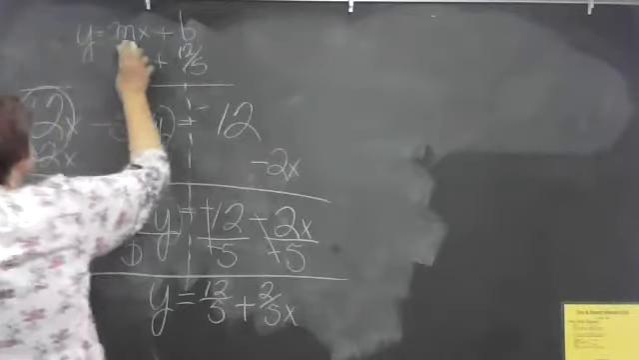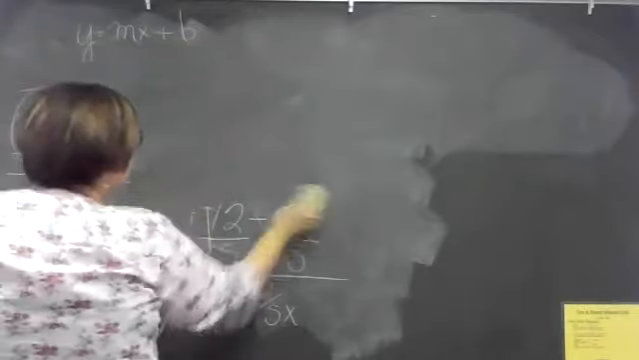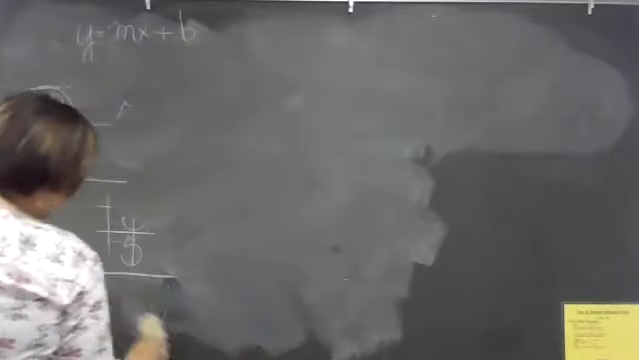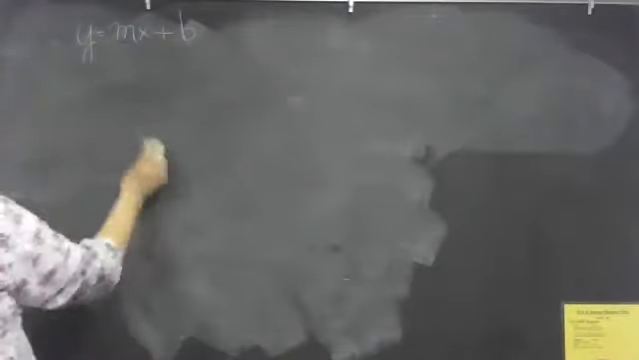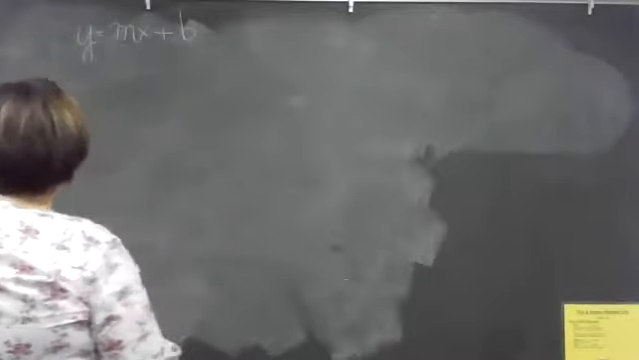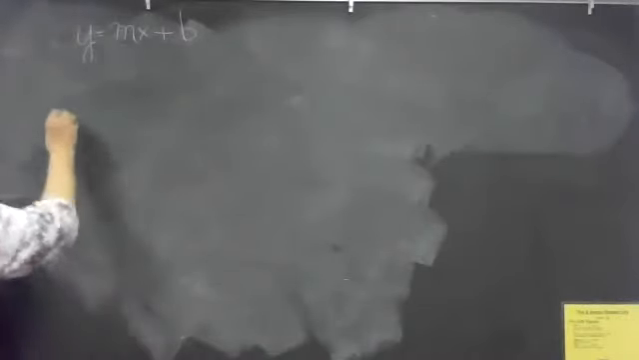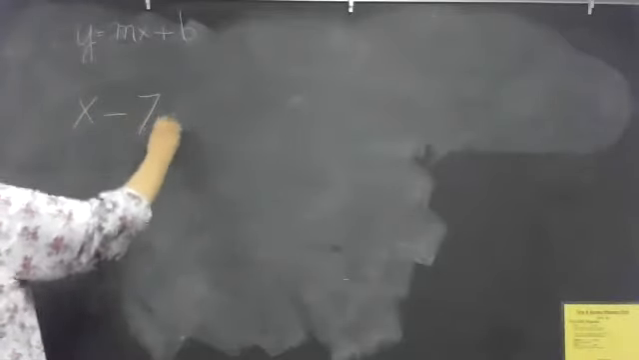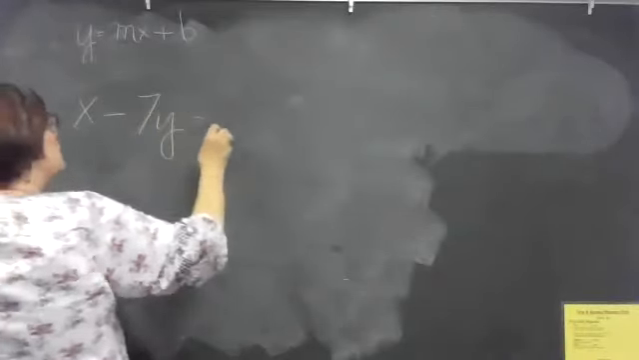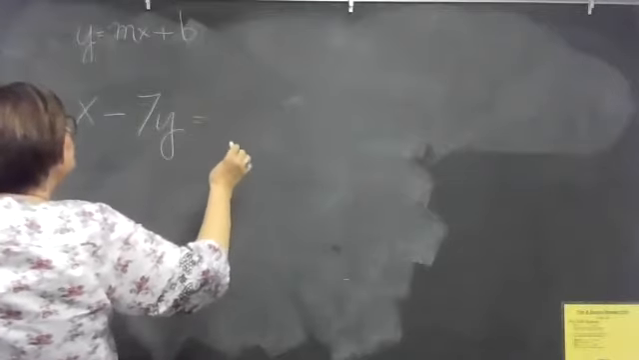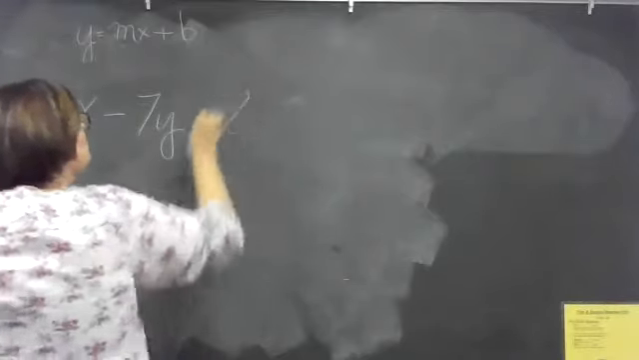Now these today, I'll do some on the worksheet, but right now I'm just making these up because we can do anything we want to do. Let's do x minus 7y equals, let's make it weird. No, we'll just do 8.